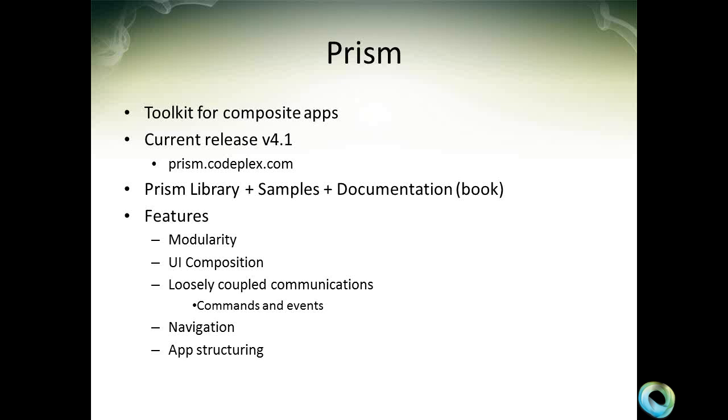The key features we'll be talking through in Prism here are modularity, UI composition, loosely coupled communications, which is composed of commands and events, navigation, and application structuring. And we'll talk through what each of those means and how it relates to your application architecture.